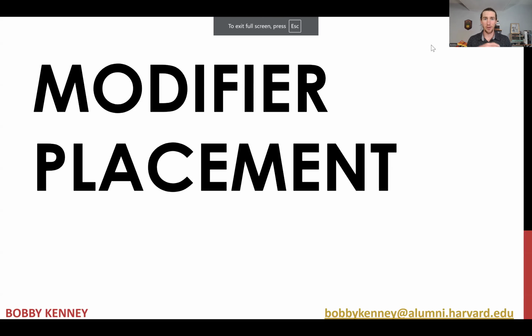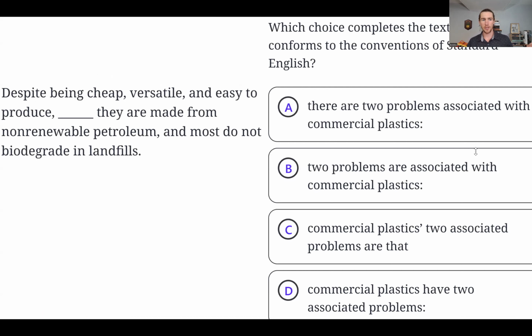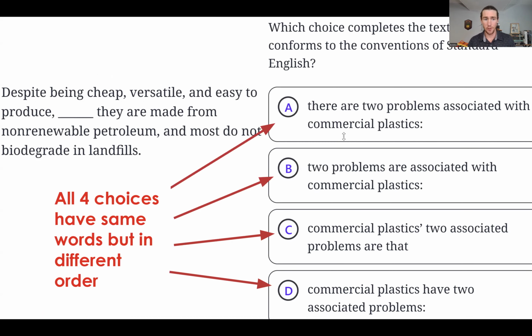Today we are going to talk about modifier questions on the SAT. Modifier questions look like this example here. If you notice, the four choices all have the same exact wording, but the words are in a different order. They all say two problems, they all say associated, they all say commercial plastics.